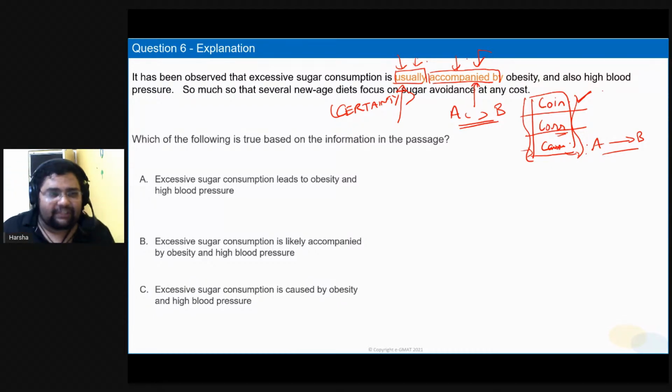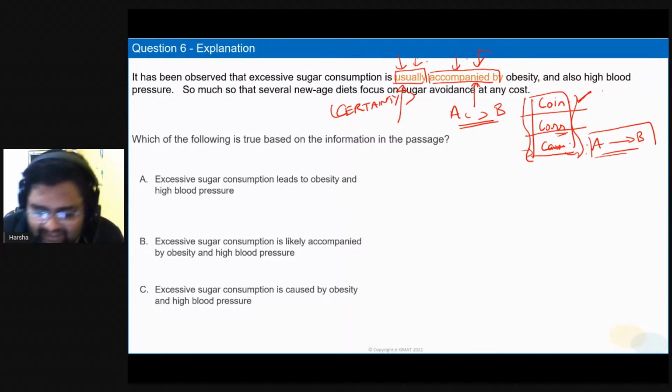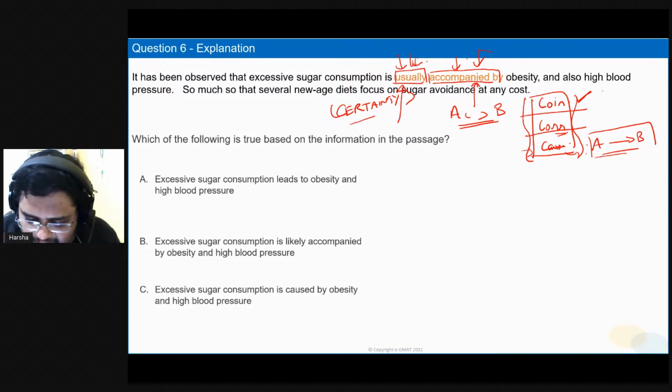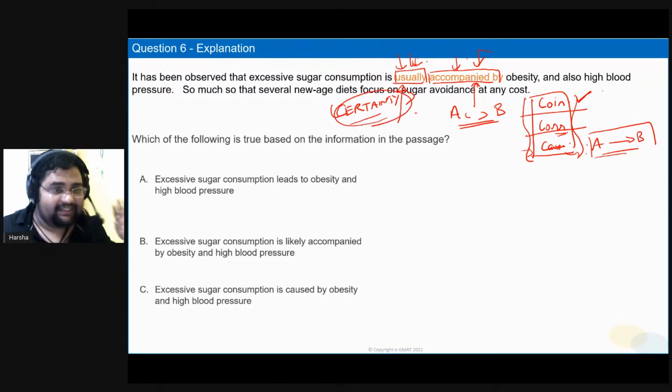So in coincidence, the two things are not related. It's pure coincidence. In correlation, the two things are related, but the relationship is not causal. In causality, they are related, and the relationship is cause and effect. There is a cause, there is an effect. This is very, very important. This is extensively tested, not just in RC, also in CR. So make sure you understand this. Usually, I already discussed, talks about certainty. Usually does not imply certainty. High probability, high chance, high likelihood. That's it. If that is clear, now you should be able to eliminate the incorrect option choices.